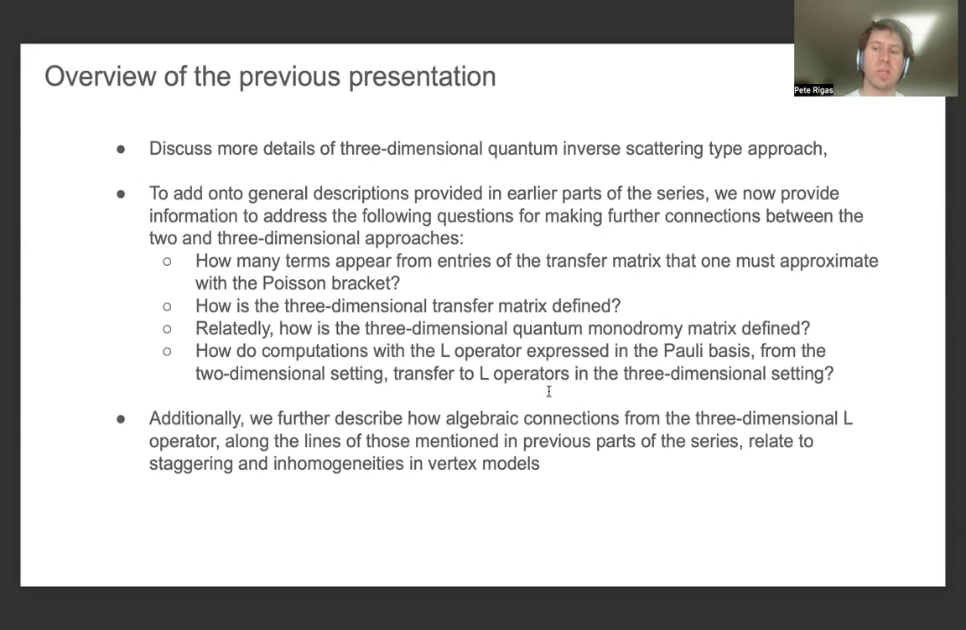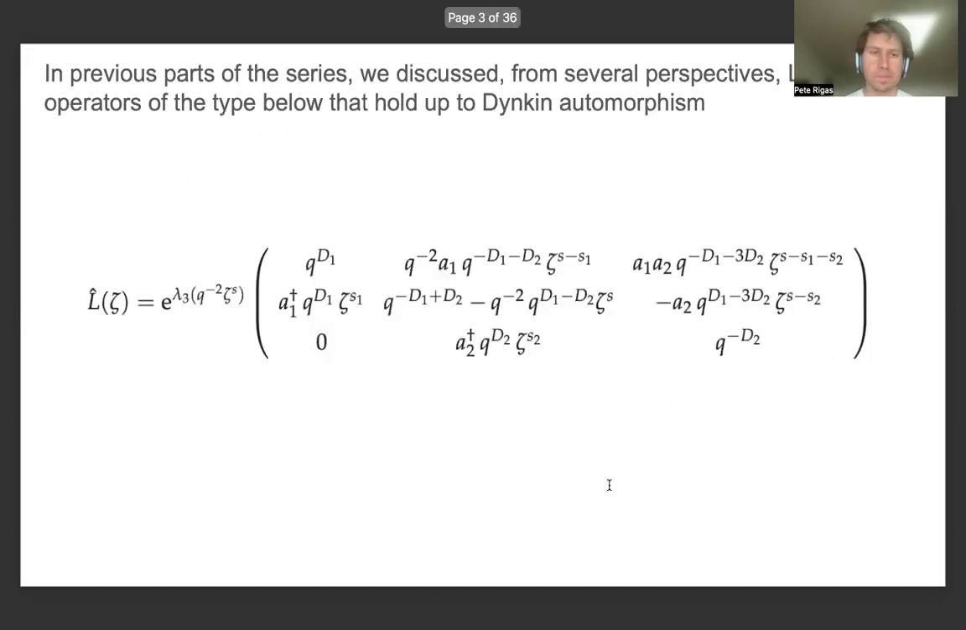And then we were also interested in looking at how computations with the L operator that are expressed in the Pauli basis from the two-dimensional setting transfer to the L operators in the three-dimensional setting. And additionally, we further described how algebraic connections from the three-dimensional L operator along the lines of those mentioned in previous parts of the series relate to staggering and inhomogeneities in vertex models.